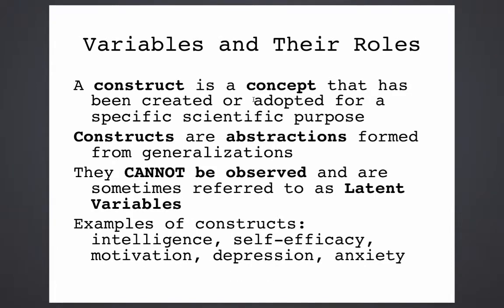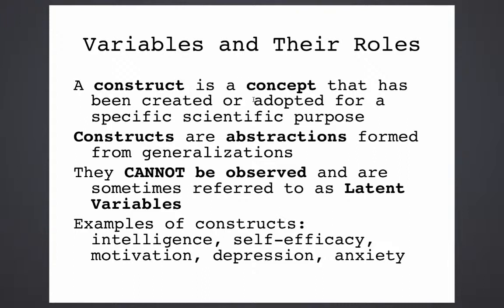Okay, the third topic for today's screencast is variables and their roles. Before we can talk about variables, though, we need to clarify the difference between a construct and a variable. So a construct is really the label that we give to our agreed upon generalization of some concept. They actually can't be observed, and because of that, they're sometimes referred to as latent or underlying variables. So the best example of this is intelligence. It's one of the most highly studied constructs out there.